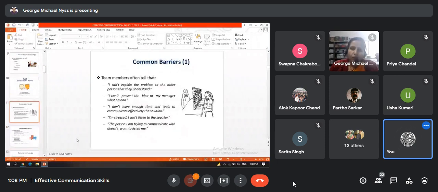Look, what are the common barriers of communication? In this, we will see how team members often tell that I can't explain the problem to the other person so that they understand. I can't present the idea to my manager, what I mean. They always tell I don't have enough time and tools to communicate the solution effectively. Sometimes the problem comes that I'm stressed. I can't listen to the speaker. The person I'm trying to communicate with doesn't want to listen to me. These are some common barriers.